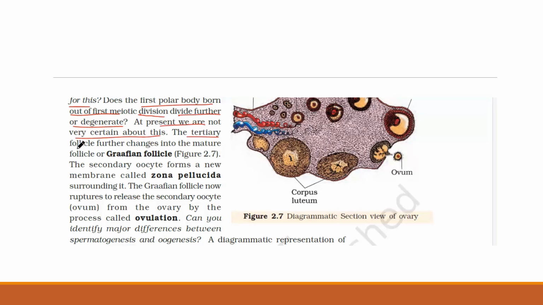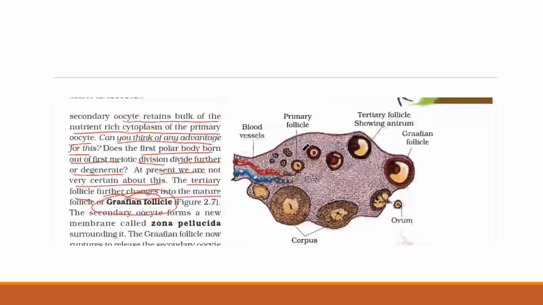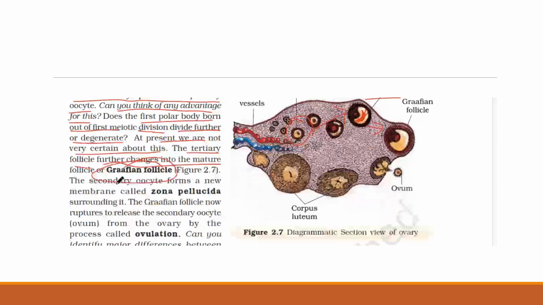The tertiary follicle, which is formed, further changes into the mature Graafian follicle. We can see in this diagram the primary follicle. It matures into the tertiary follicle, showing this fluid-filled space called the antrum. Then it forms the Graafian follicle, and the secondary oocyte forms a new membrane called the zona pellucida surrounding it. In the previous slide, I have also discussed the zona pellucida.